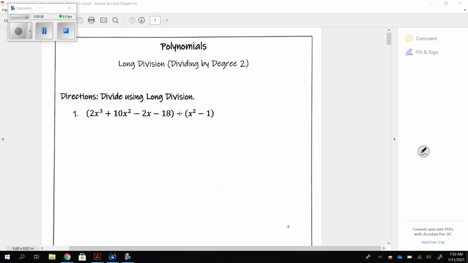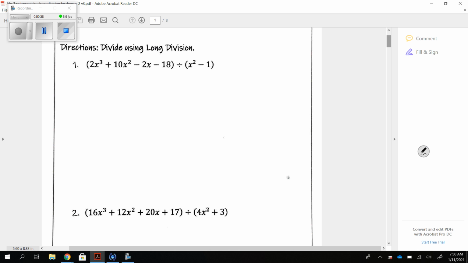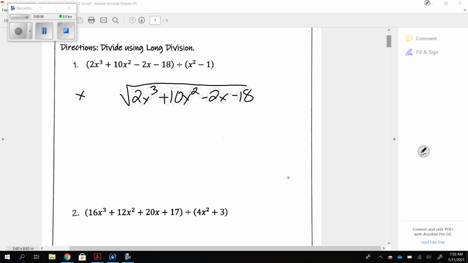If you see a problem on your test that says a long polynomial divided by x squared plus or minus something, you have to do it this way. And the way we're going to do this is we're going to write it out just like we always have. Okay, so we're going to do 2x cubed plus 10x squared minus 2x minus 18, all right, divided by x squared minus 1.